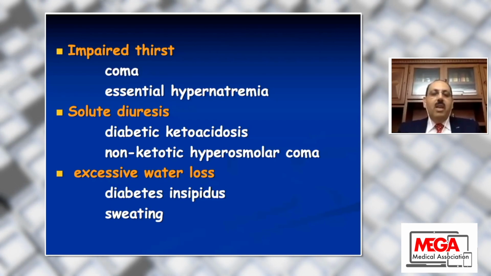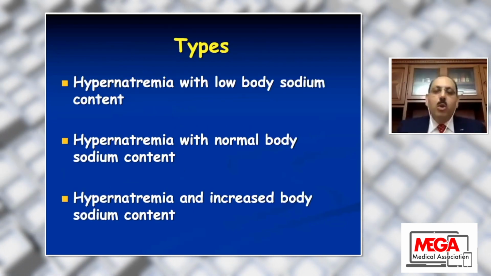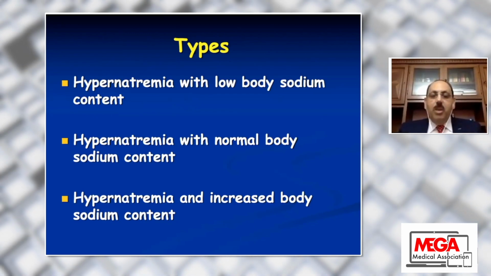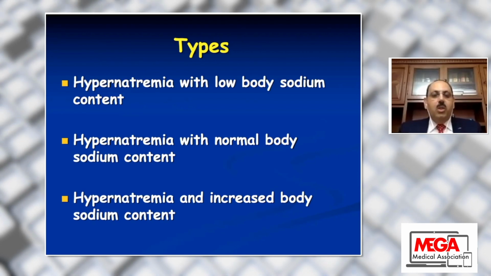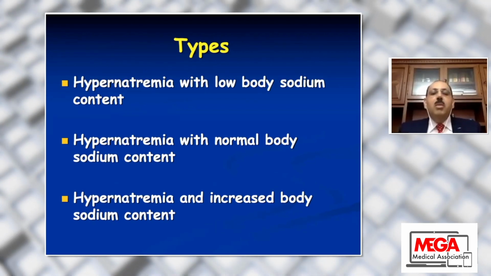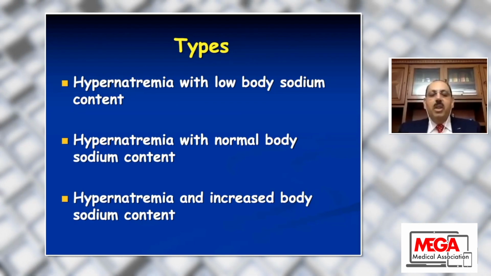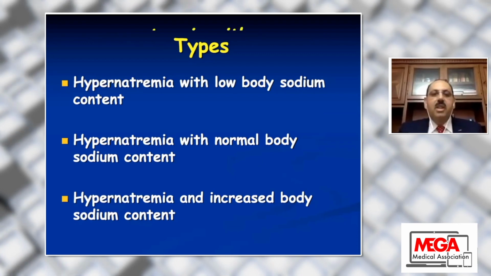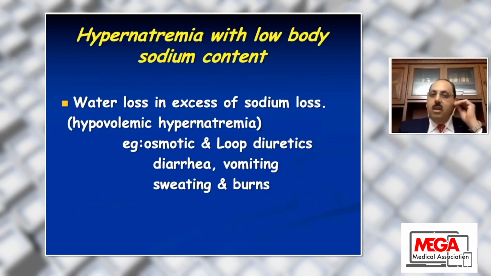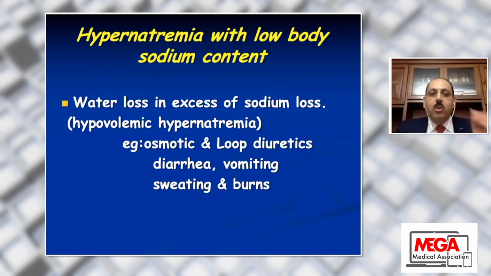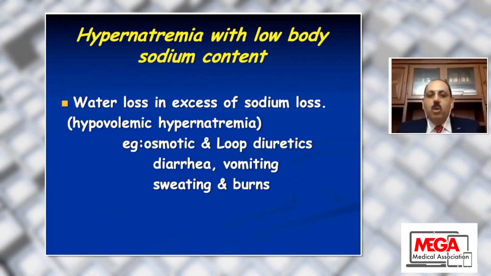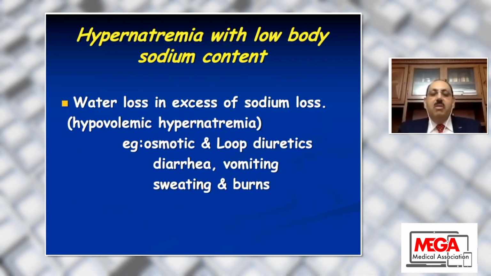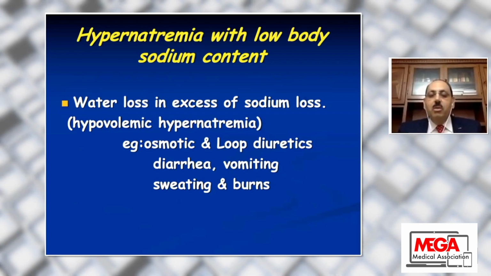The types here are hypernatremia with low body sodium content, or what is called hypovolemic hypernatremia, or hypernatremia with normal body sodium content, which is euvolemic hypernatremia, or hypernatremia with increased body sodium content, hypervolemic hypernatremia. Starting with hypernatremia with low body sodium content, where there is water loss in excess of the sodium loss, so it is called hypovolemic hypernatremia. It is caused by the effect of osmotic and loop diuretics, diarrhea, vomiting, sweating, and burns.